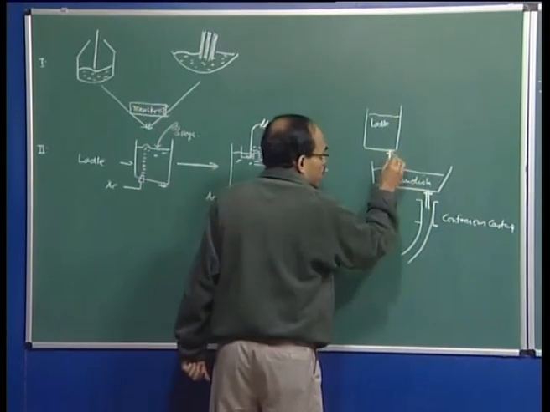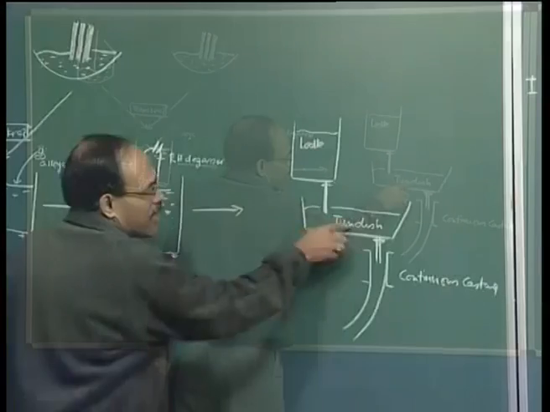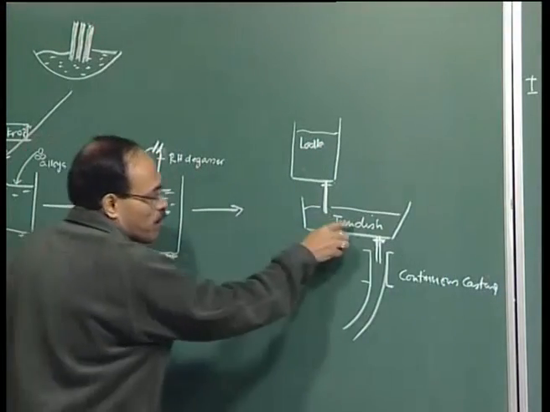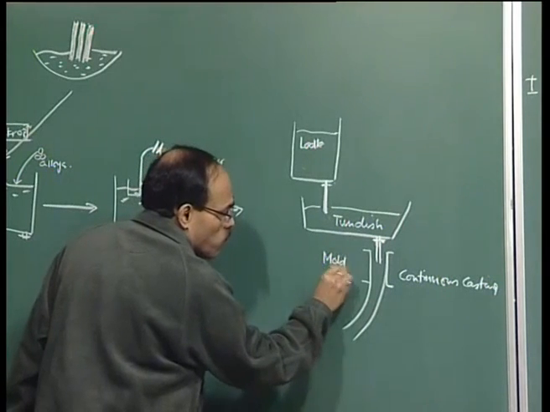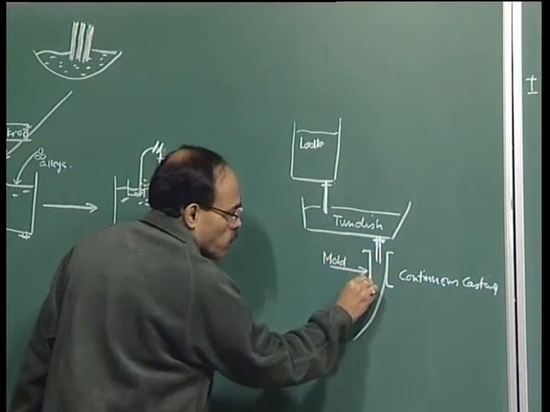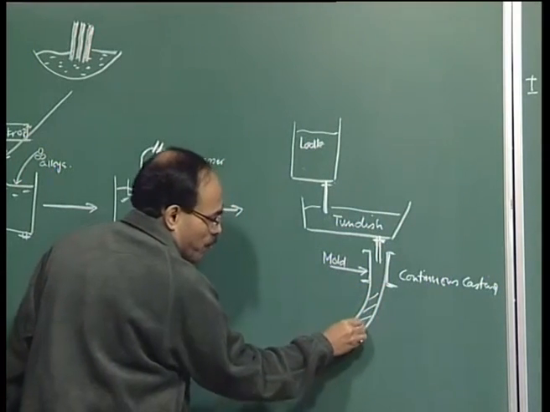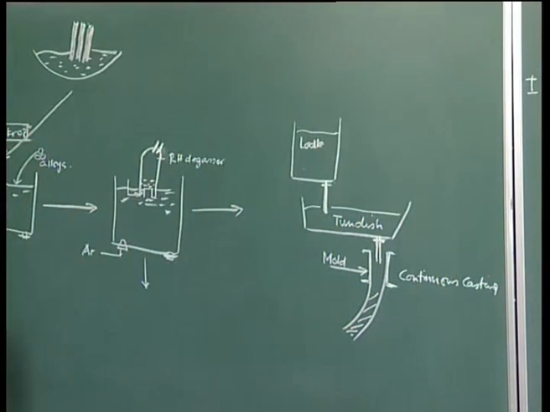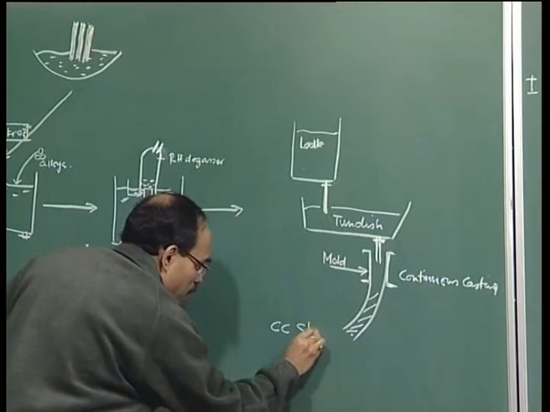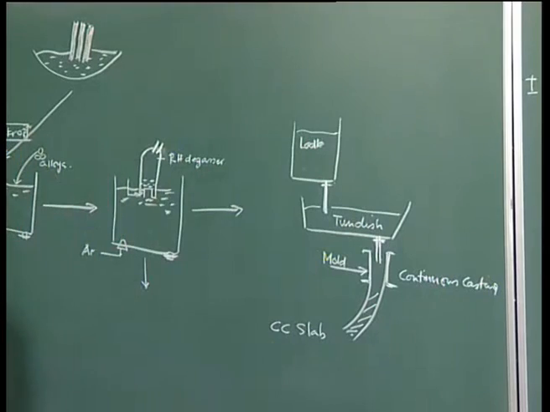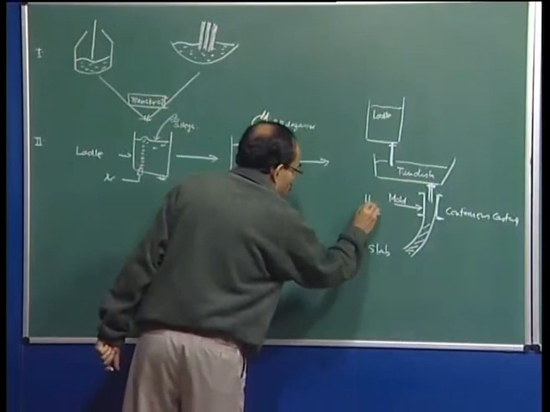These are slide gates which control the flow. From the ladle the material gets transferred into the tundish, and from the tundish it gets transferred into continuous casting. And this is the slab which has been produced, the continuously cast slab. Subsequent to this, this is the third stage, which is the continuous casting.